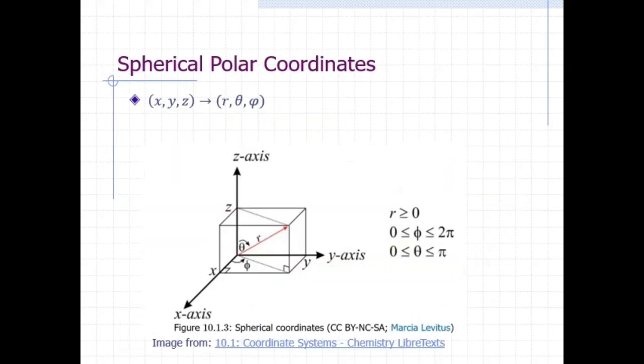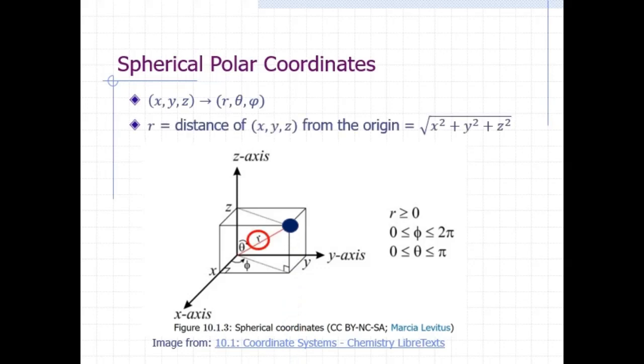Let's examine the diagram shown here to see how Cartesian coordinates x, y, z are related to spherical polar coordinates r, theta, and phi. Consider this location. The coordinate r is defined as the distance of this location from the origin. The value of r goes from 0 at the origin to infinity when it's very, very far away. So, r is a non-negative number. It should be easy to show, using the Pythagorean theorem, that r is equal to the square root of the sum of x squared, y squared, and z squared.